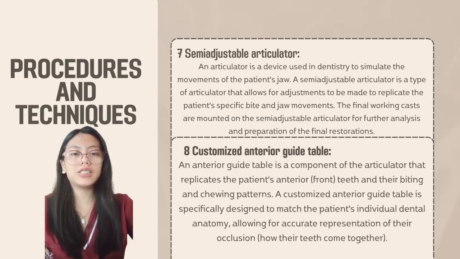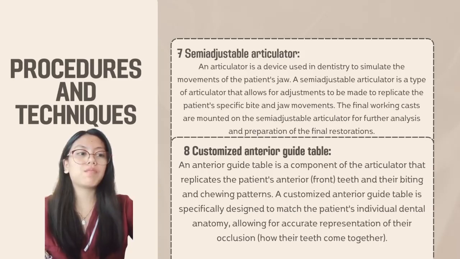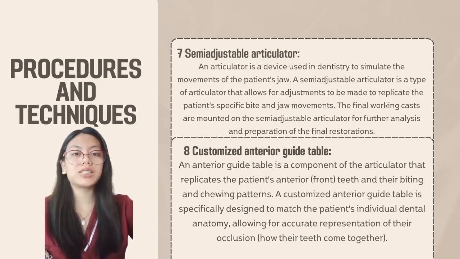Seventh, semi-adjustable articulator. This articulator is a device used in dentistry to simulate the movement of the patient's jaw. A semi-adjustable articulator is a type of articulator that allows for adjustments to be made to replicate the patient's specific bite and jaw movements. The final working casts are mounted on the semi-adjustable articulator for further analysis and preparation of the final restorations.